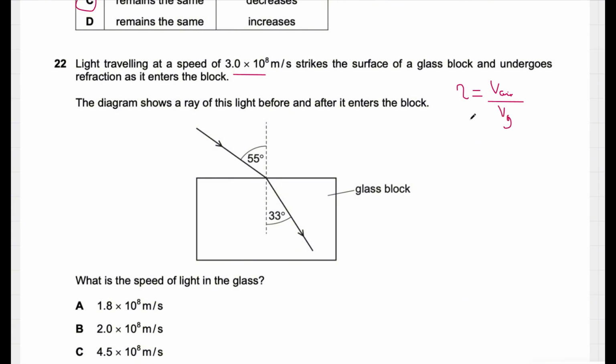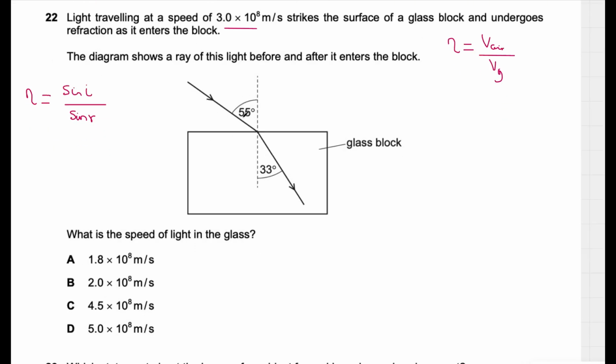This is the refractive index. There is also another formula for refractive index: sine I over sine R, if it's coming from a less dense medium. R is the angle of refraction, while I is the angle of incidence. The diagram shows a ray of light before and after it enters the glass. You can see this is angle I, the incident angle, and this is angle R, the refracted angle.